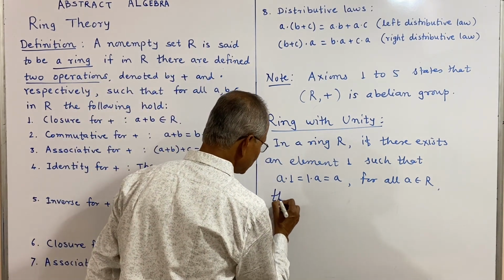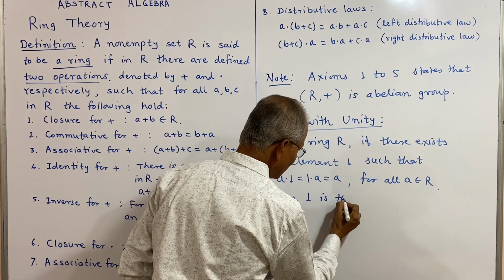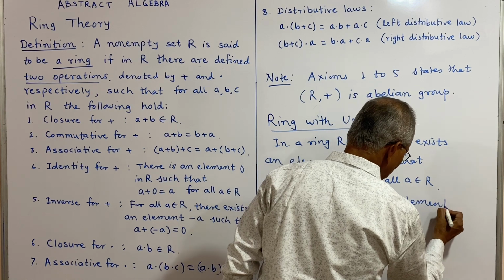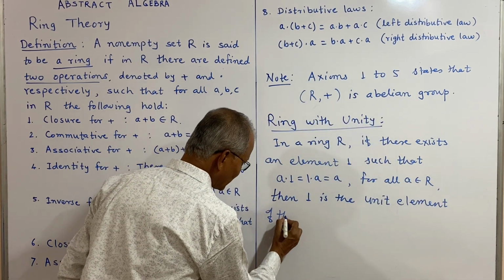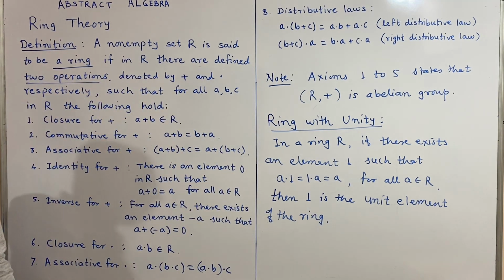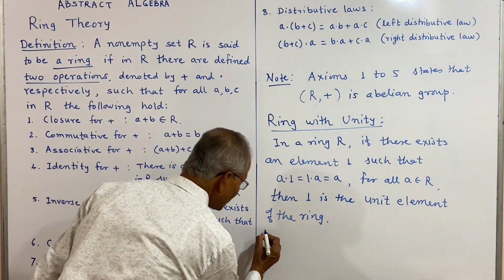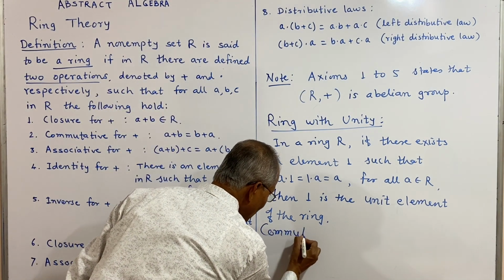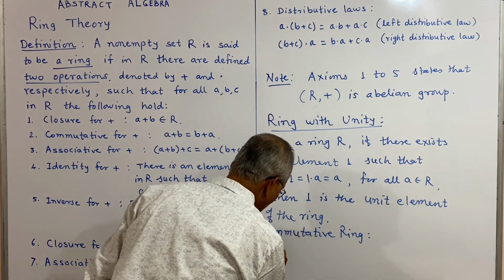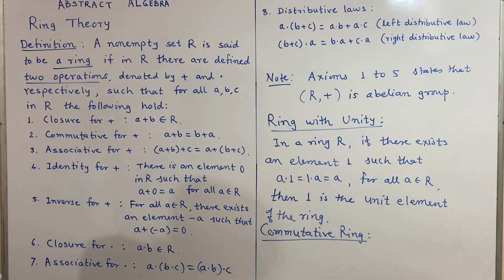Then 1 is the unit element of the ring, and the ring is said to be a ring with unity. And one more ring that we shall consider in basic type, that is the commutative ring, and that commutative property is with respect to multiplication.